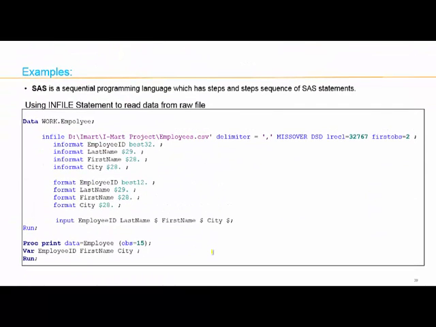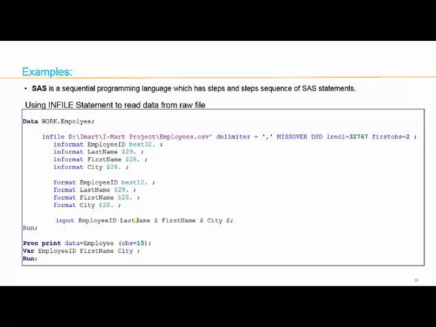Here is one example of a SAS program. SAS is a sequential programming language like C, C++, or Java. So these tools are also sequential programming languages which execute from left to right and from top to bottom. In the same way, any code you submit in SAS is executed in a sequential manner.